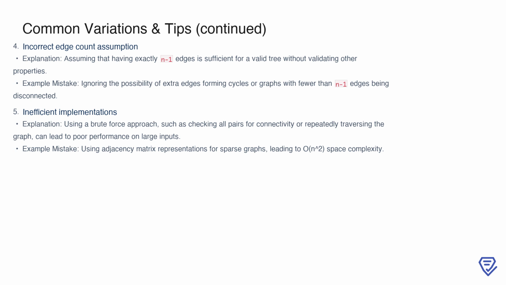Furthermore, inefficient implementations can be a major pitfall, especially on larger inputs. A brute force approach, such as checking connectivity for all pairs of nodes, or using an adjacency matrix for sparse graphs, can lead to performance issues. Adjacency matrices, while straightforward, consume n² space, which is unnecessary for graphs with far fewer edges. Optimizing for efficiency is key to handling real-world scenarios and large problem sizes effectively.